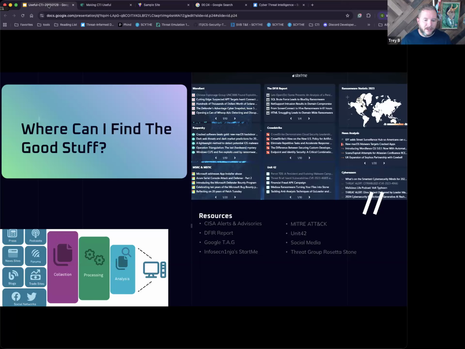Next, we get down here into the DFIR Report, Google's Threat Analysis Group, Unit 42. These vendors, I bring them up because they've all done some really good reporting in the past. I would also mention, sorry, Elastic's security research team. They're doing some awesome stuff recently as well. All of these are good starting points and good vendors that are putting out some pretty timely information.